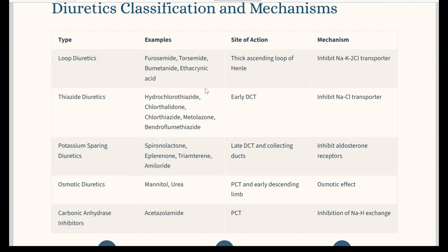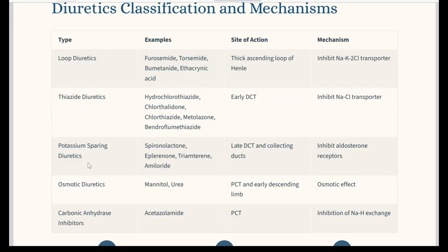Furosemide, torsemide, bumetanide, ethacrynic acid. Like I said, loop diuretics act on the loop, but they can ask you thick or thin in the options. So keep in mind it's the thick ascending loop, and they inhibit the sodium potassium 2 chloride transporter. Thiazides act on your distal convoluted tubule, and they inhibit your sodium chloride transporter.